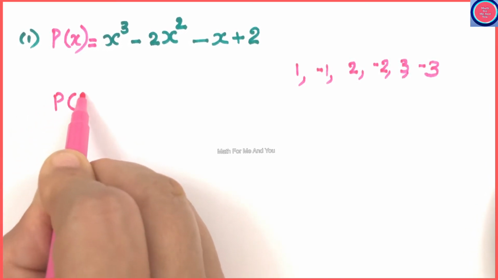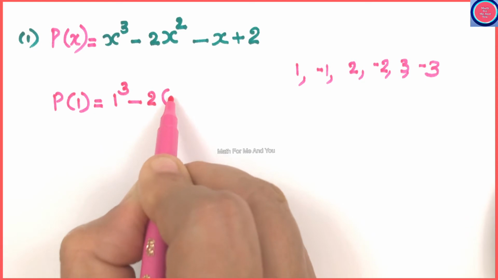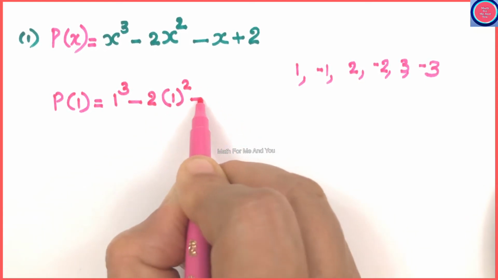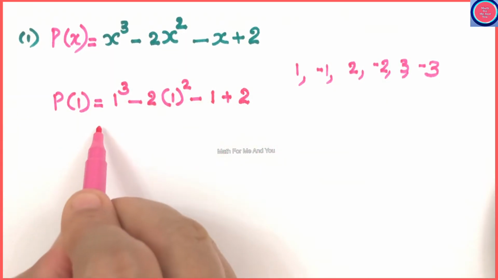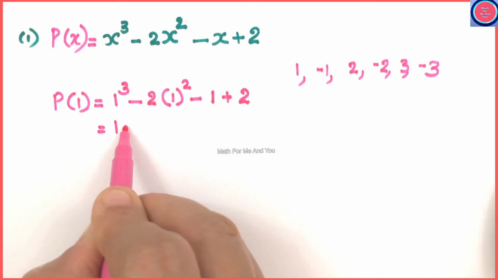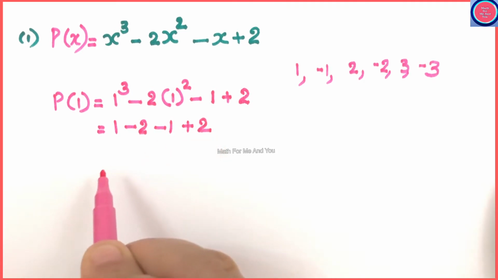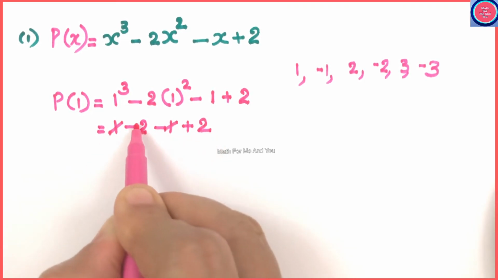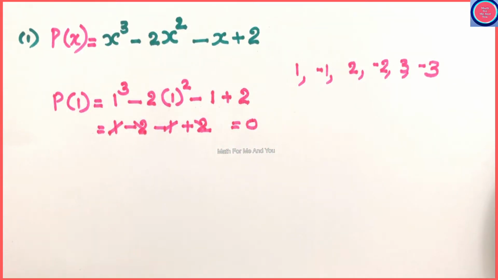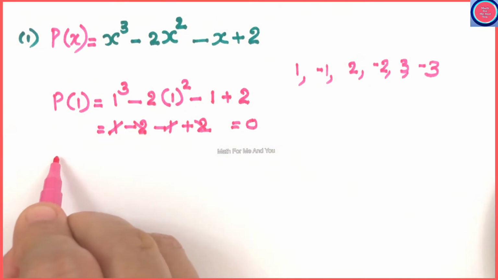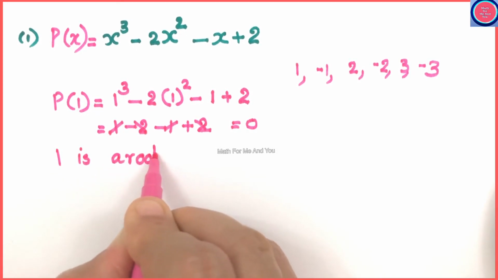So left side p of 1 we write, in place of x we substitute the value 1. Right side is 1 cube minus 2 times 1 square minus 1 plus 2. Find the value. 1 cube is 1. Then minus 2 times 1 square is minus 2. Minus 1 plus 2. Opposite numbers we could cancel. 1 with minus 1. Minus 2 and plus 2 cancel. So what's the answer we get? Here we get the answer is equal to 0. P of 1 equals 0. What is the meaning? 1 is a root of this cubic polynomial.